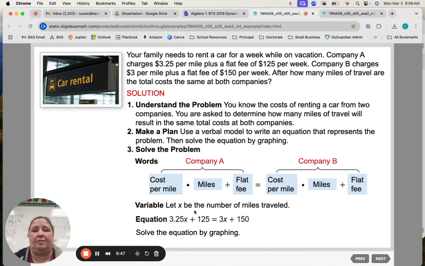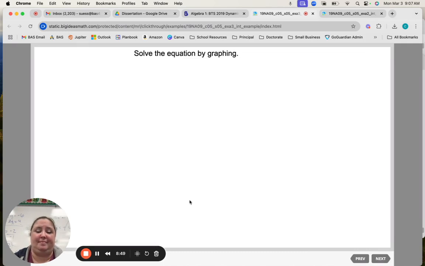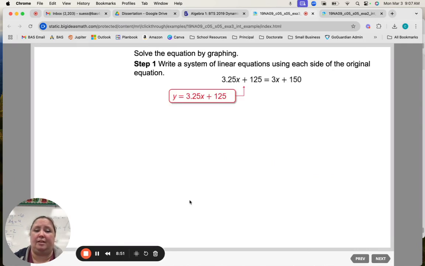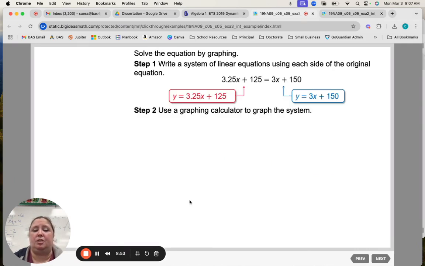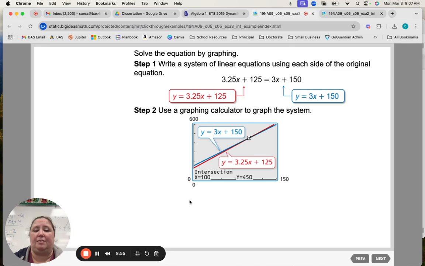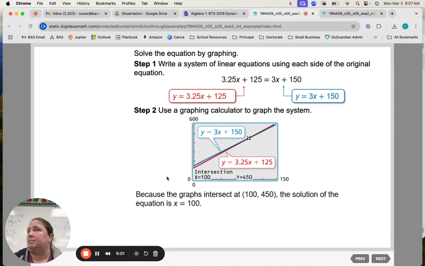They want you to graph. Of course they do. Weirdos. Well, the whole lesson is on graphing. So you split them up into 2. We graph them on a graphing calculator. It tells you they intersect at 100, 450. So X equals 100. So where the 2 lines are the same is at 100.